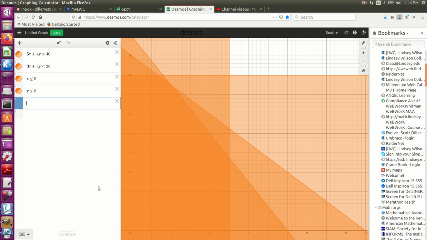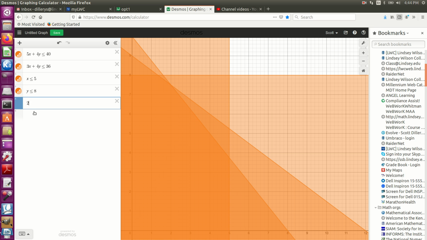Now let's look at adding an objective function. So my objective, say, is that I want to maximize, and I'm just going to pick something arbitrary here. Suppose I want to maximize the sum of 2x plus y. Now notice I get a warning triangle because Desmos just doesn't know what to do with 2x plus y.